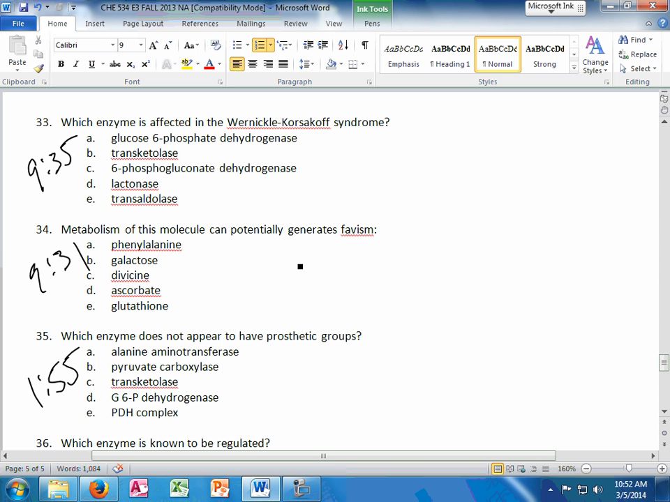There's a lot of clinical stuff at the end of Unit 9. Make sure you know it really well. This is straight off slide 35. Transketolase is involved in this syndrome. For favism, the answer is C. I believe there are two other ones on that slide. This is just one of the molecules that can potentially generate it, so know the other two. I don't have it in front of me right now. I think it's in the very first line of slide 31.